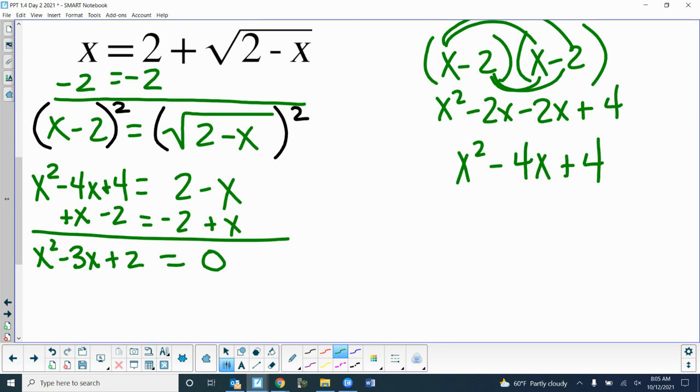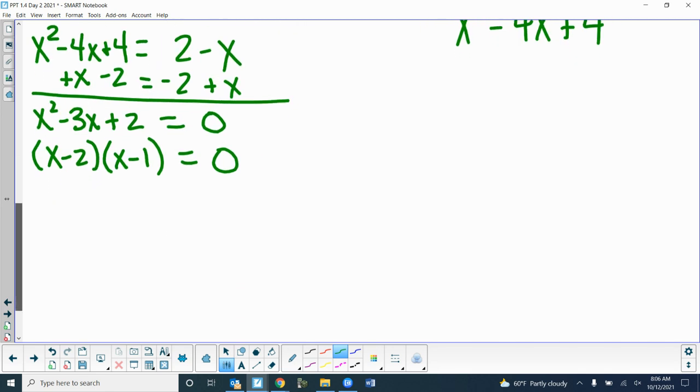All right. If you can factor it, go ahead. If you can't, you can always use the quadratic formula. All right. Are there factors of positive 2 that add up to negative 3? Yes. Yeah, what are they? Negative 2 and negative 1. Right. All right. So what are my two answers? Right, thank you. You guys are quiet today.